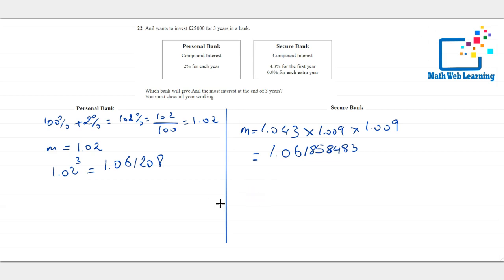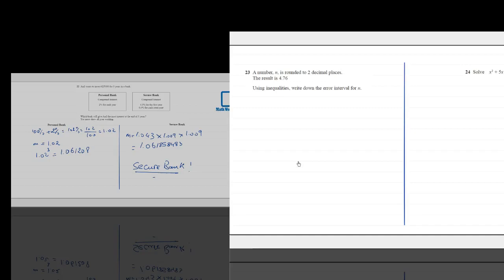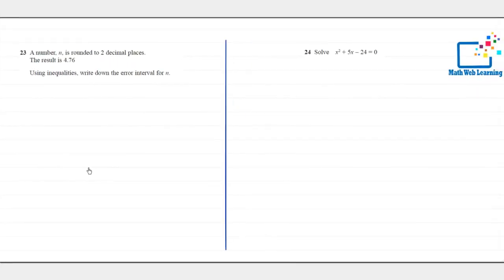So just write down secure bank. Okay, and the working out is there. So next question is question 23. Question 23, we have a number that is rounded to 2 decimal places. Then the result is 4.76. We want to write it as an inequality.